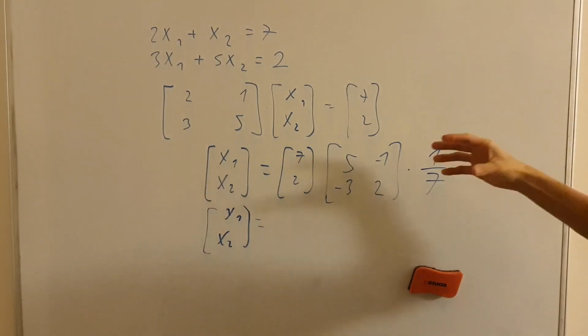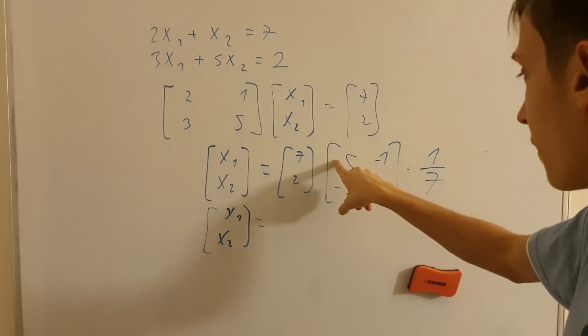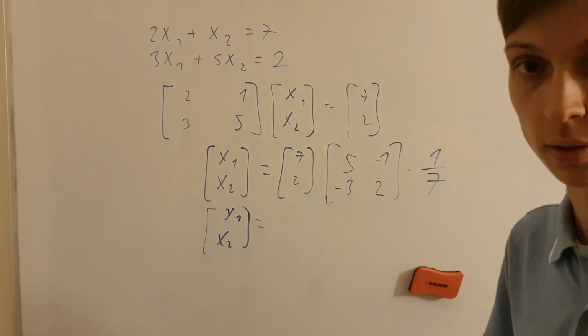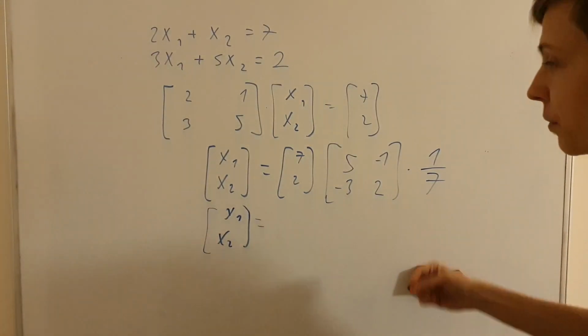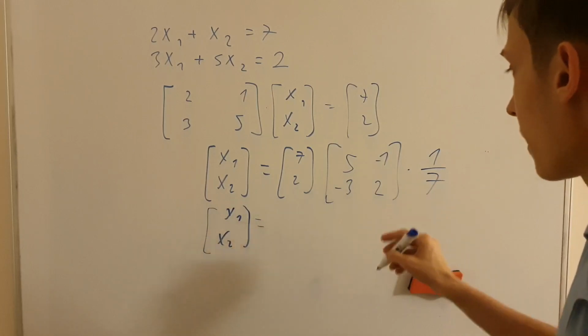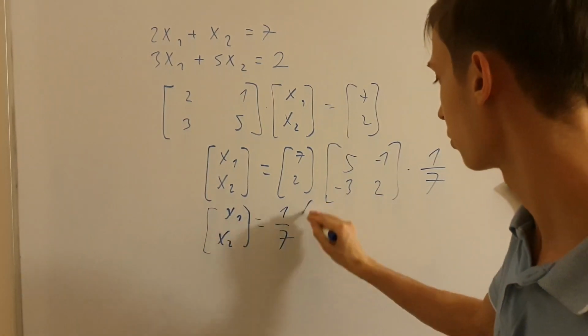Alright, so when taking the inverse, it's important to always also divide by the determinant, which is 5 times 2 minus 3 times minus 1. That's the rule for taking the determinant of a 2x2 matrix. Alright, so now that that is out of the way, I can just move the 1/7 in front and start with what I was doing before.